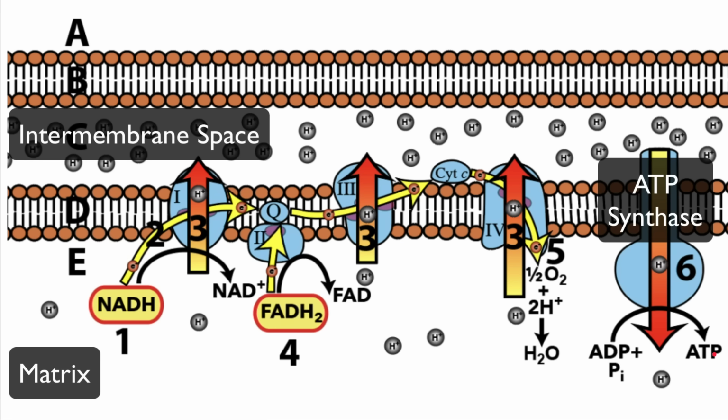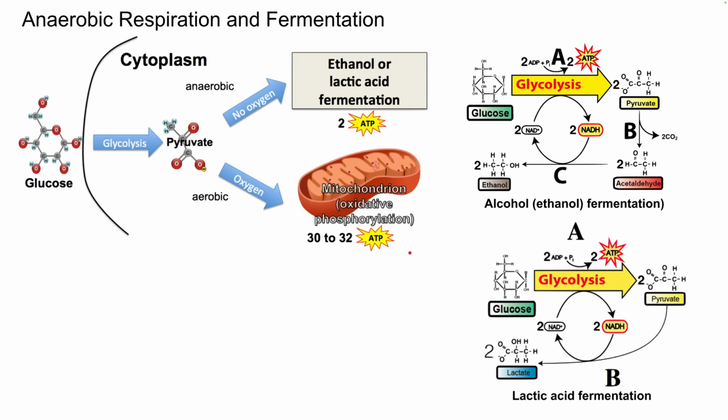That's how cellular respiration makes ATP. Why do we need oxygen? Because oxygen is the final electron acceptor in the electron transport chain, essentially pulling electrons down the entire length of the chain. Respiration can also happen without oxygen.